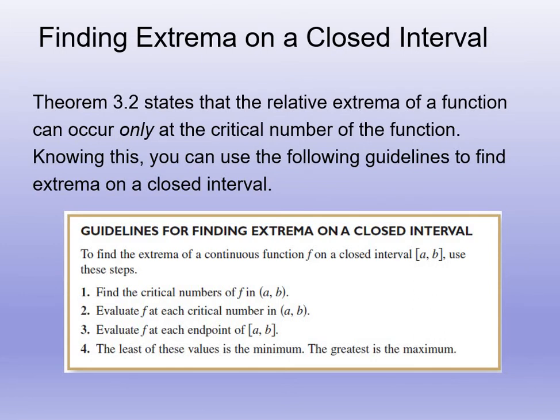Step 2, we take those critical numbers and substitute them back into the original function. If we have 3 critical numbers, we substitute all of them back into the original function. Step 3, we evaluate the endpoints of the closed interval A to B. What does that tell us? It tells us if we have a minimum or a maximum on the closed interval at the endpoints, and also where a maximum or minimum occurs at the critical numbers. Then we can define whether we have a relative maximum or relative minimum.